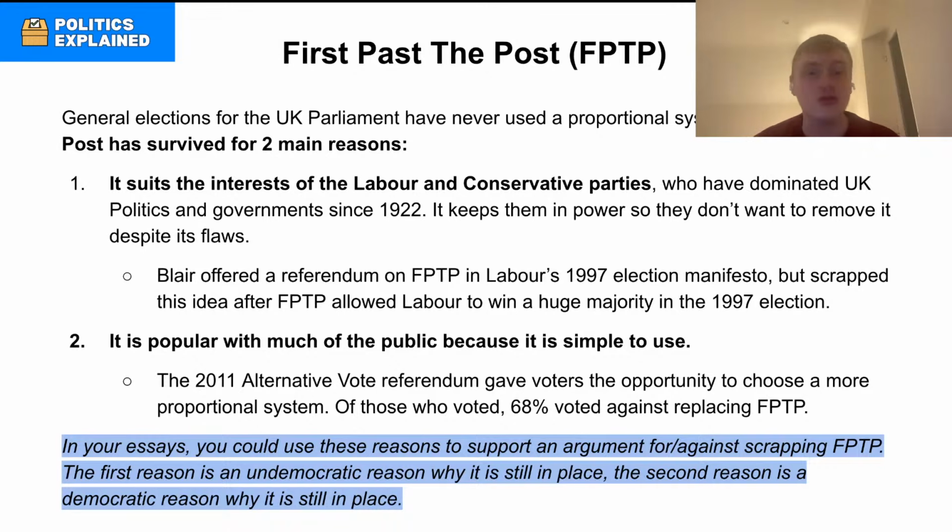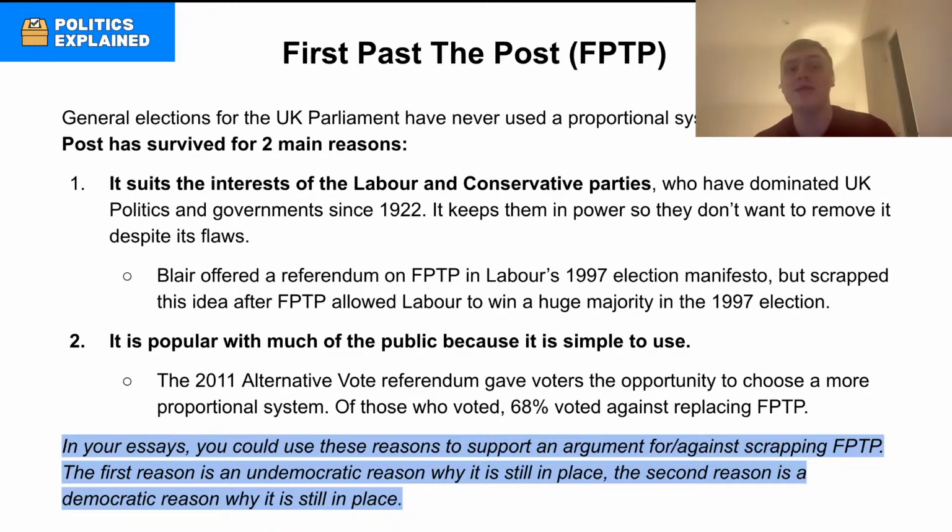Firstly, it's because it suits the interests of the Labour and Conservative parties. They've dominated UK politics and governments since 1922. Actually, since 1922, there's never been a government without one of them, and almost all of those governments have been majority governments. Ultimately, it keeps them in power, so why would they remove it?